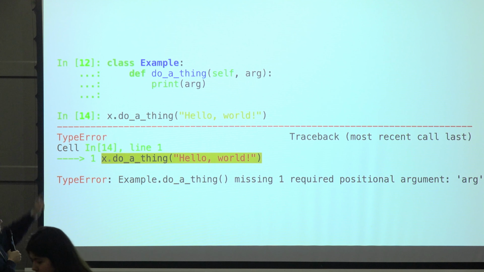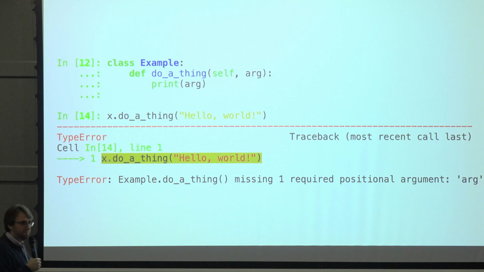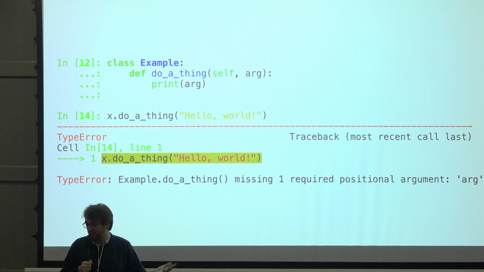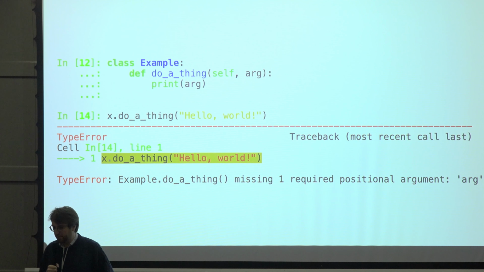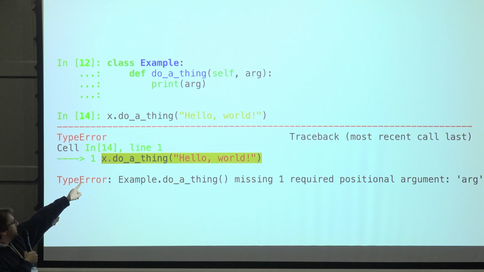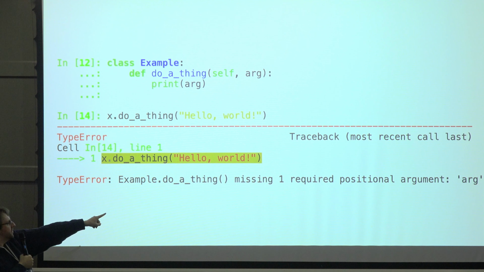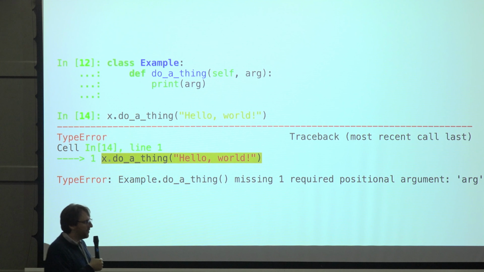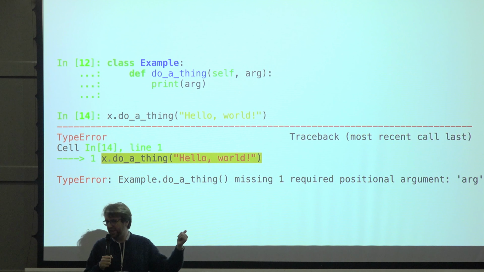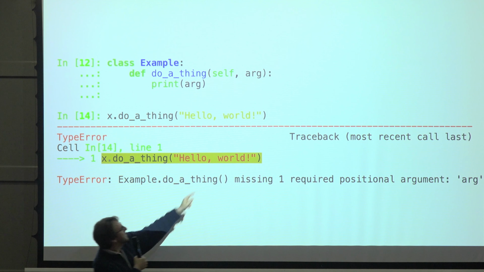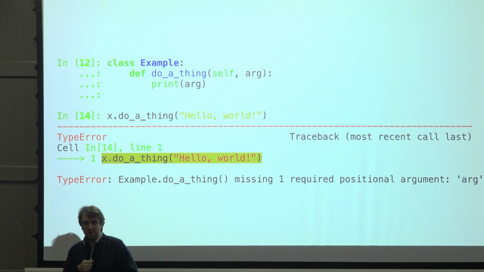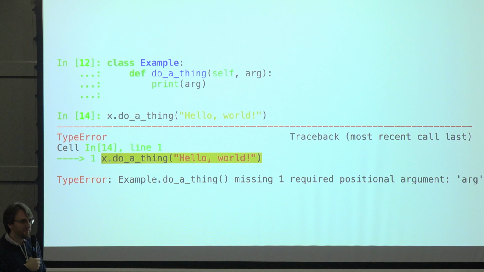Here's another example. So we've got a class here with one method on it. Call it with an argument, and it prints it out. Pretty simple, dummy example. But then when we try and actually call it, we get this error message out. do_a_thing is missing one required positional argument, arg. But hang on, we are passing it. Like right there, we're passing it. What's going on here? Any guesses as to what the problem here is?